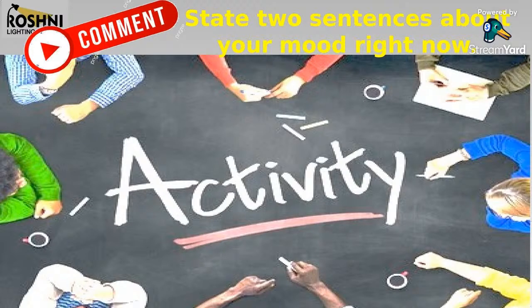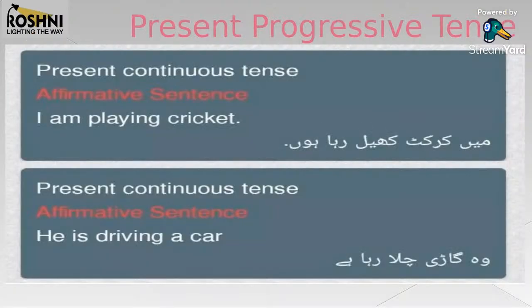अभी आपका मूड कैसा है? I am happy. I am sad. I am, you know, active. It can be anything. All right. Very good, Nazia, Musarrat, Shafaq. Well done. Afshin. Good. Now, moving ahead to the present progressive tense.